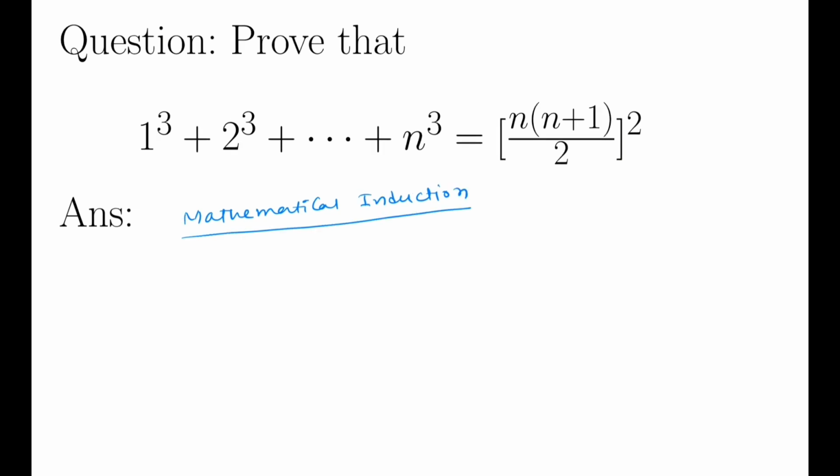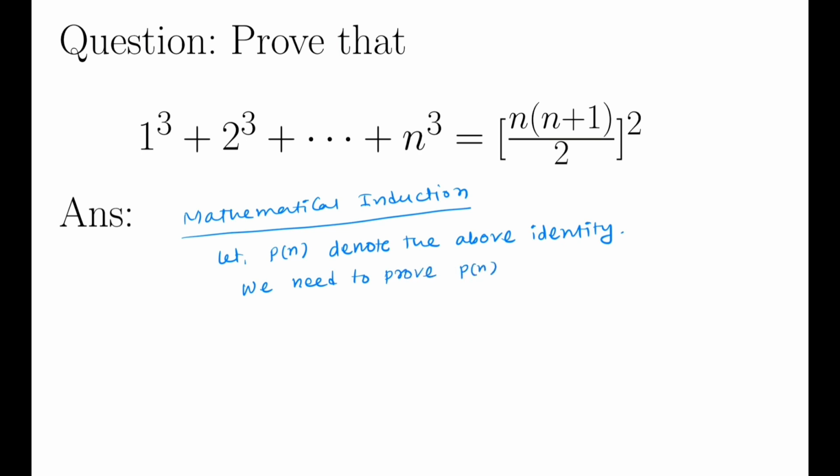First, we denote the above identity by Pn. So let Pn denote the above identity. And we need to prove Pn is true for every n.